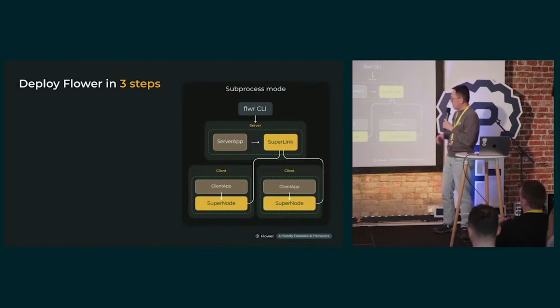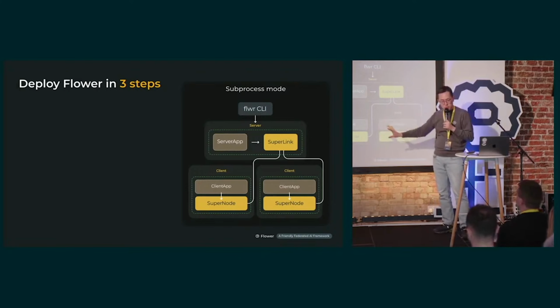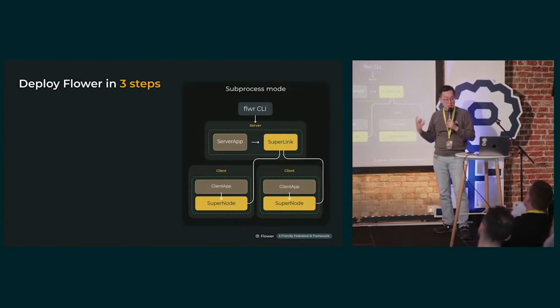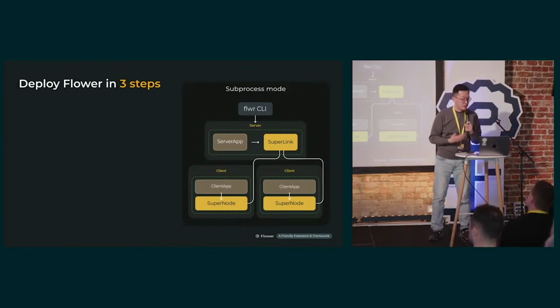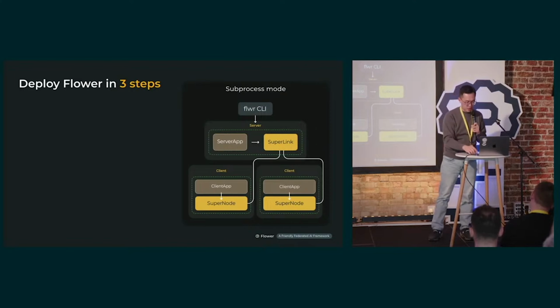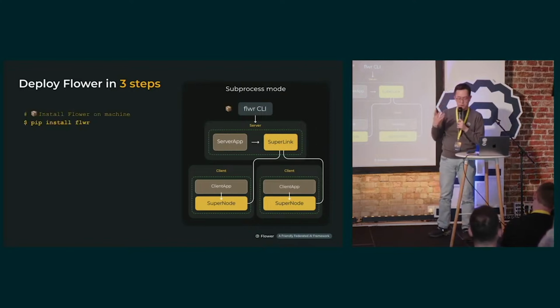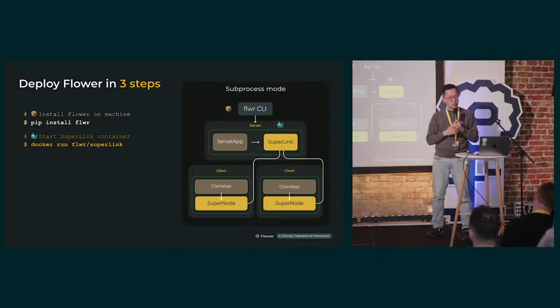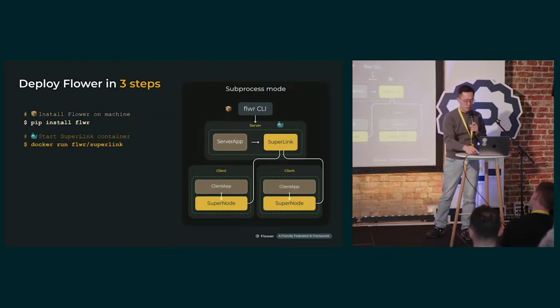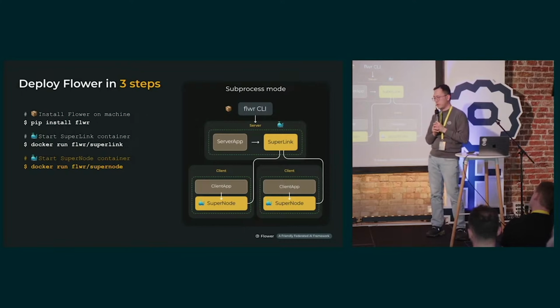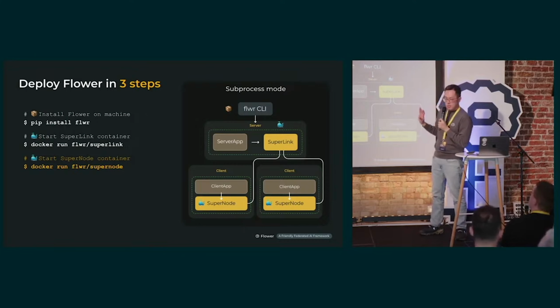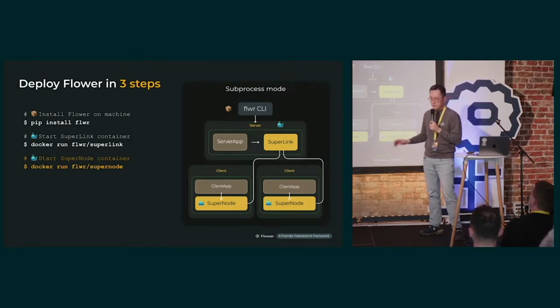And the third step is the supernodes. These supernodes are the ones that trigger your client apps, and the client apps are the ones that actually run the training itself on the edge. Okay, so the 3 steps are: you do pip install flwr for your Flower CLI, you then do a Docker run Flower superlink, and then you do Docker run Flower supernode. All of this is the minimal setup that you need to get Flower into production.